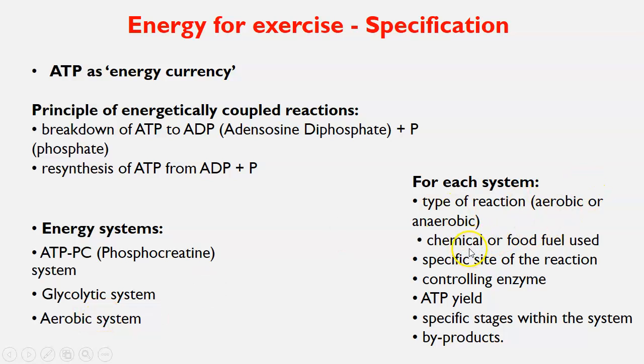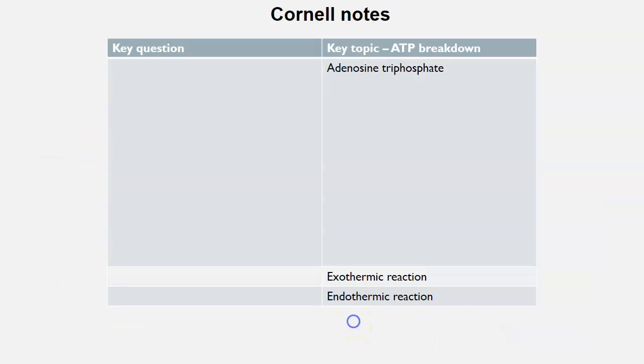We need to know the chemical or food fuel used, the specific site of the reaction, the controlling enzyme, the ATP yield, i.e. how much ATP is produced. We need to know specific stages within each system, and then finally, if they have any byproducts, what the byproducts actually are. So, your Cornell notes for today, we're solely focusing on the breakdown of ATP.